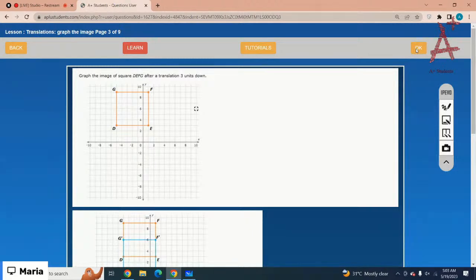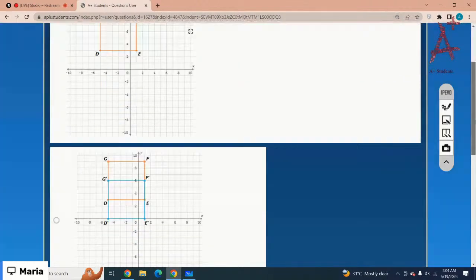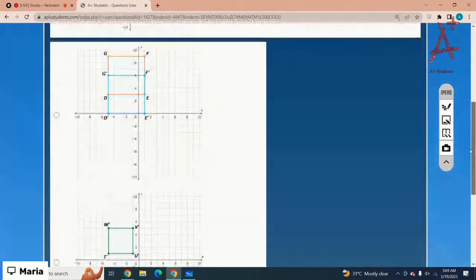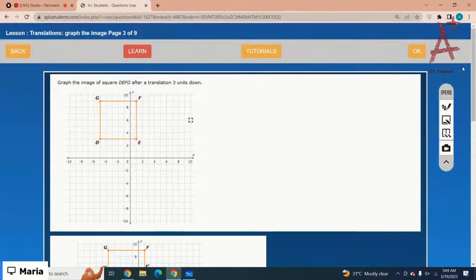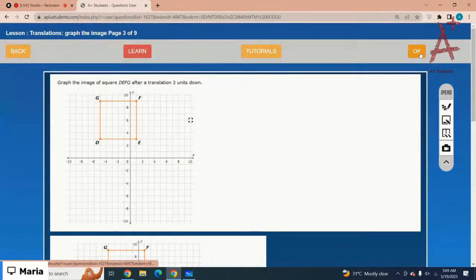Graph the image of square DEFG after a translation of 3 units down. You have to just move 3 units down. So which is the correct option? It would be option number 1. Got it? Just 3 units down: 1, 2, 3. So that would be the correct option.